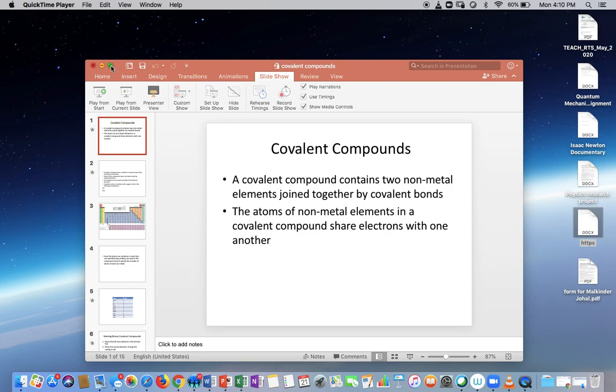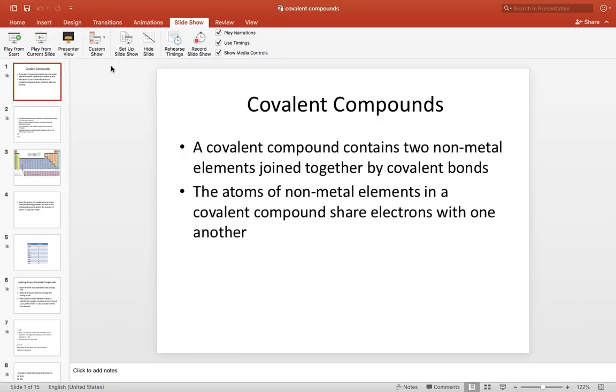Hey, welcome to the lesson on writing formulas and compound names for covalent compounds.